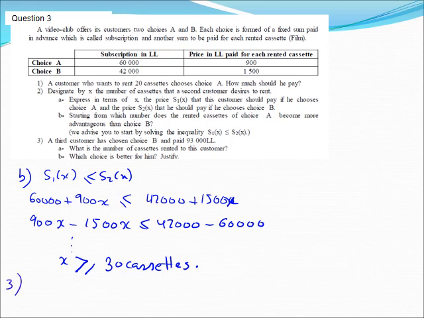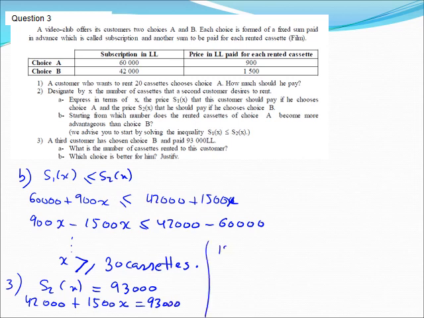Now 3. A third customer has chosen choice B and paid 93,000. Choice B is 42,000 plus 1,500x equal 93,000. To solve it, find x: x equal 93,000 minus 42,000. So x equal 34 cassettes.